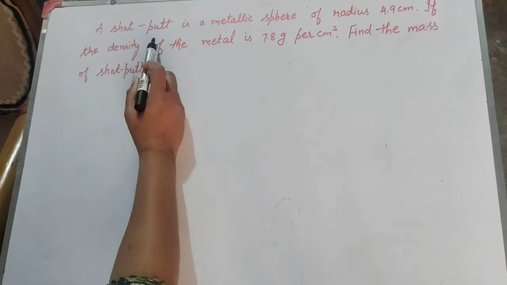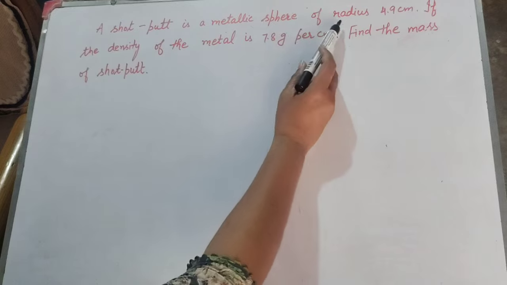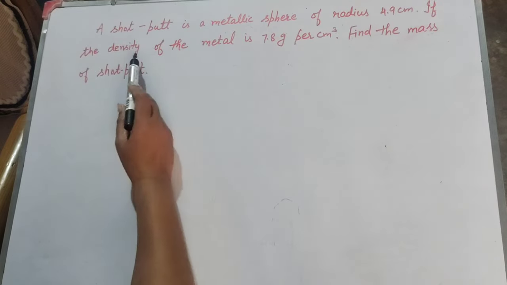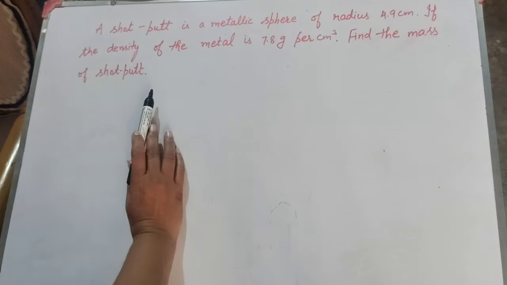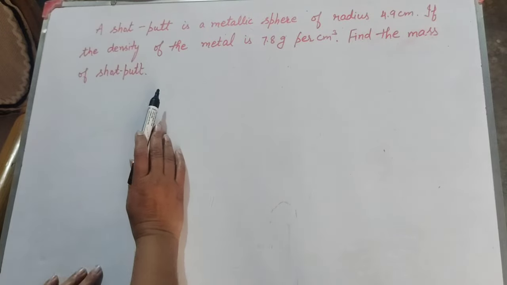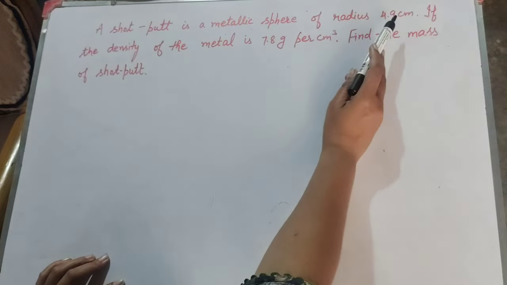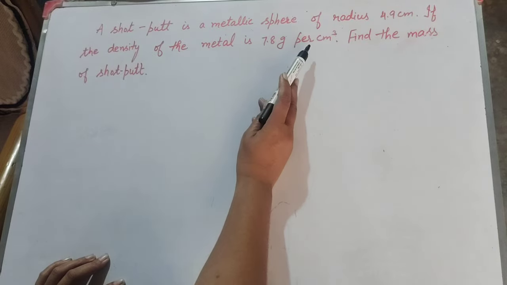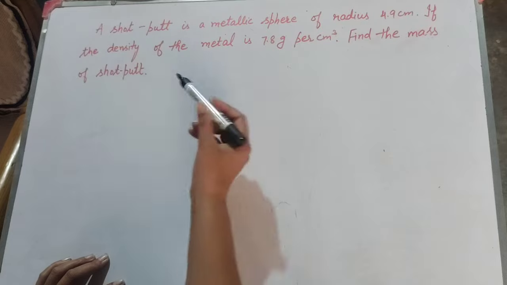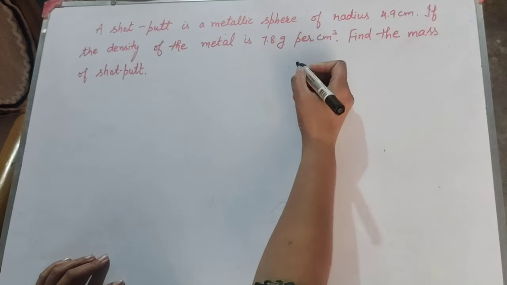In this video, we discuss the question: a shot put is a metallic sphere of radius 4.9 cm. If the density of the metal is 7.8 g per cm cube, find the mass of the shot put. So in this question, given is the radius of the sphere, 4.9, and the density of the metal is 7.8 g per cm cube. We find the mass of the shot put.